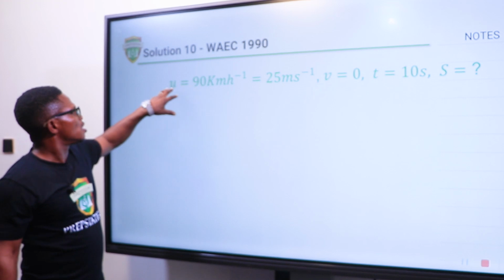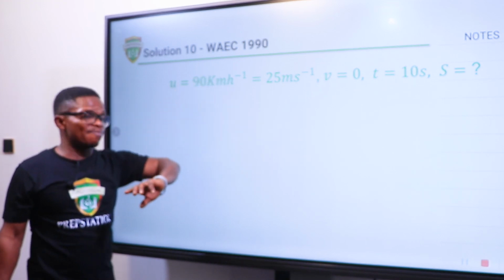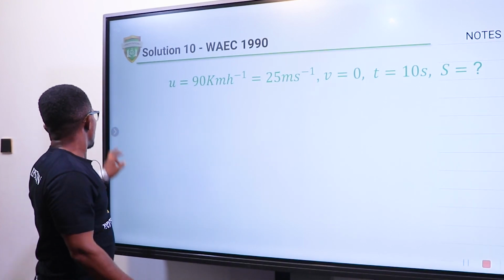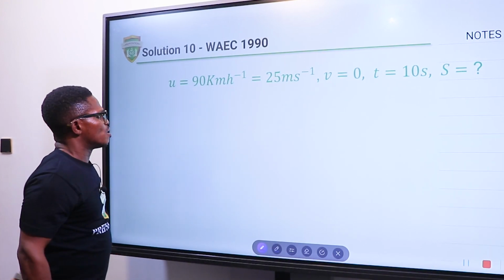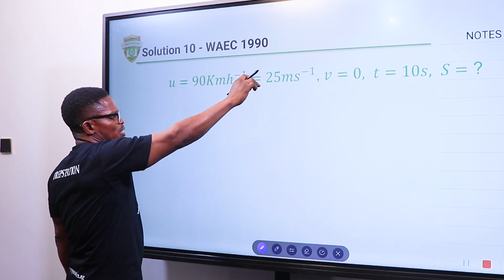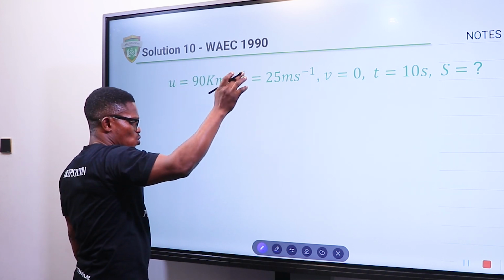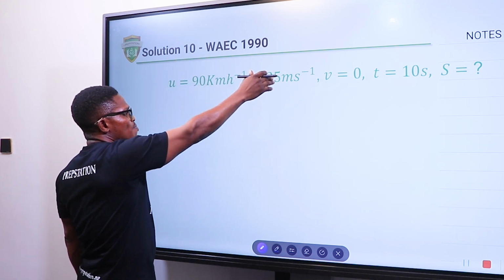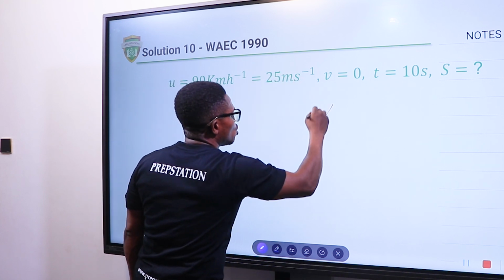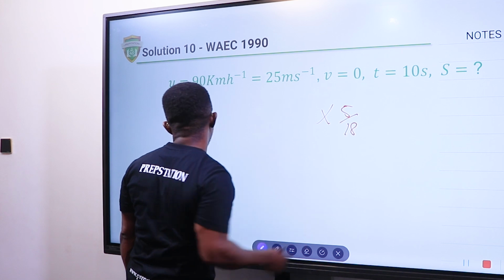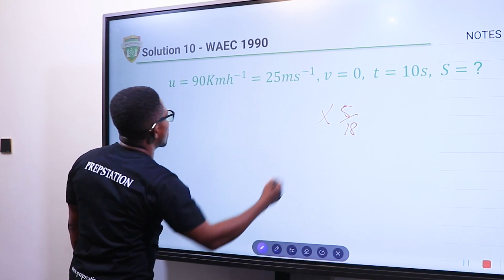Now look at this. It was given as 90 kilometers per hour, but the SI unit of velocity is meters per second. So if you have this type of problem, before you proceed, ensure you convert kilometers per hour to meters per second. And I have a very short method for doing that. If you are converting from kilometers per hour to meters per second, all you need to do is multiply the number by 5/18. Okay?